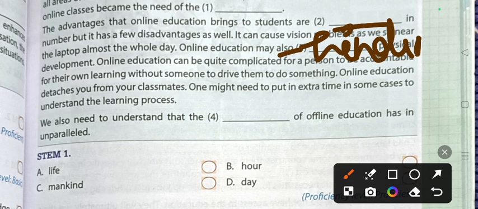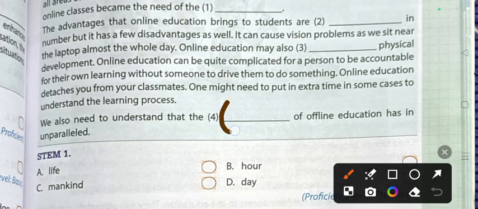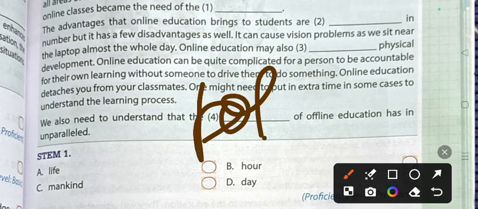development. Online education can be quite complicated for a person to be accountable for their own learning without someone to drive them to do something. Online education detaches you from your classmates. One might need to put in extra time in some cases to understand the learning process. We also need to understand that the place of online education has an unparalleled. So what do we write here? It seems like we will fill here place. PLACE, place.